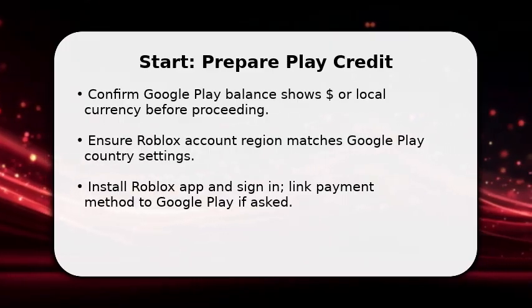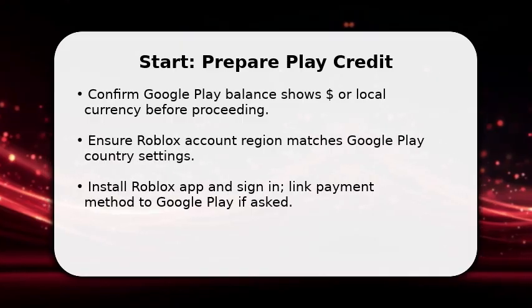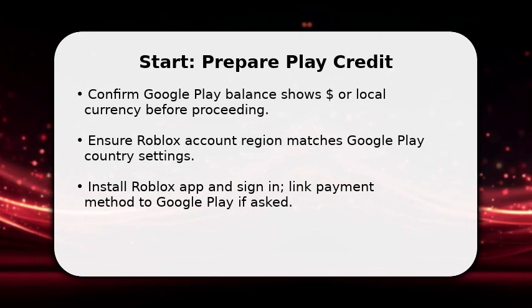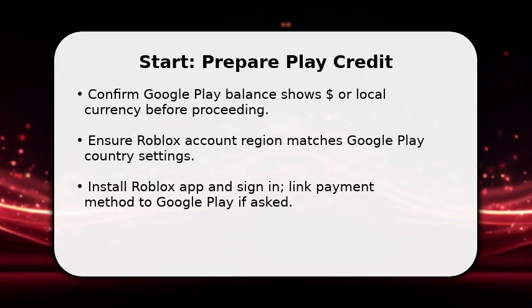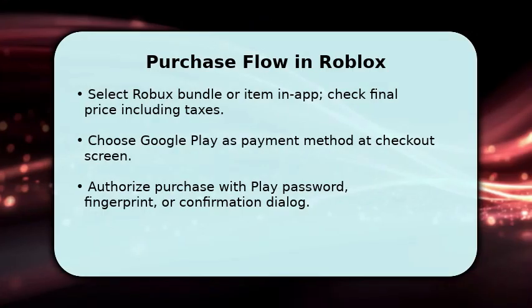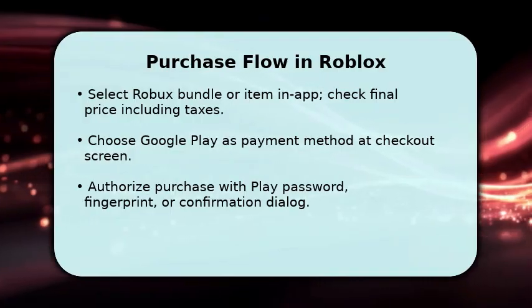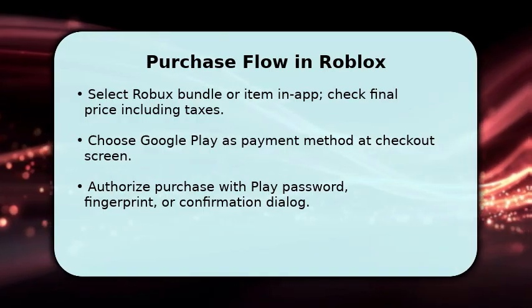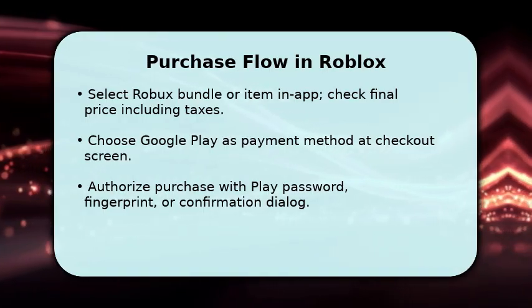You'll also want to confirm in settings that Google Play is the default payment source. This sets up the payment flow and avoids interruptions when you move to buy Robux or items. Now select the Robux bundle or catalog item you want and tap Checkout. You're doing this inside the Roblox app because in-app purchases route through Google Play.